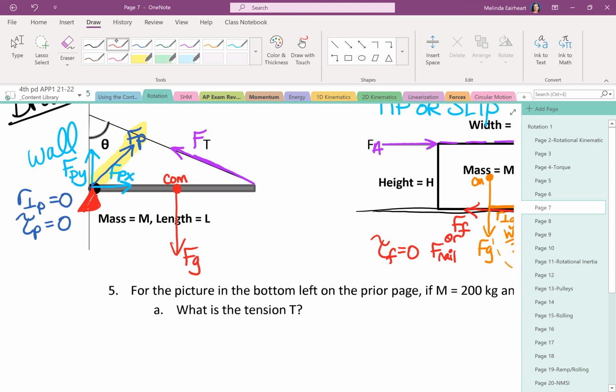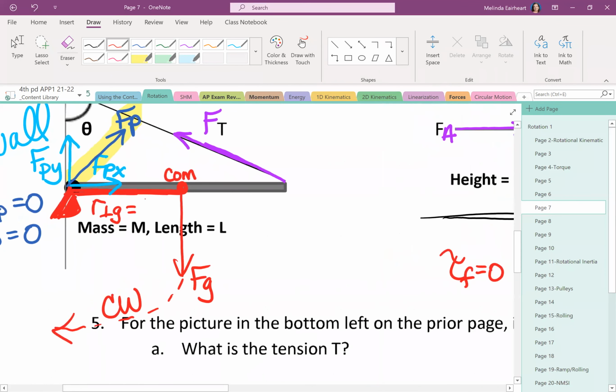What about the gravitational force? It's down on the right, so it's going to wrap around for the clockwise direction. Where's its lever arm? Well, it's a vertical force from the pivot to that vertical force. It has a horizontal, and no numbers yet, but if you have the whole length of the rod, it would equal half the length.